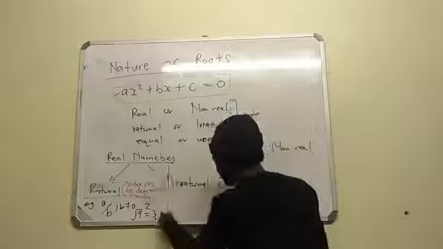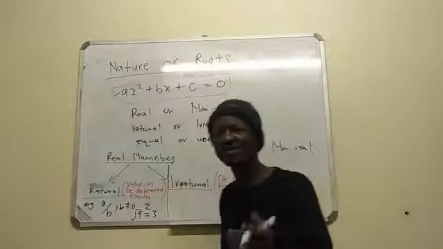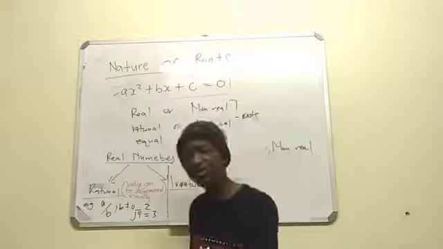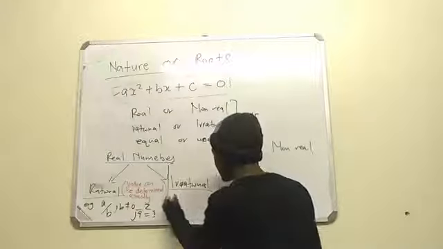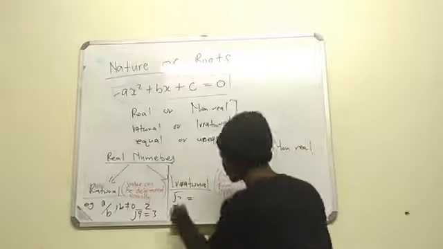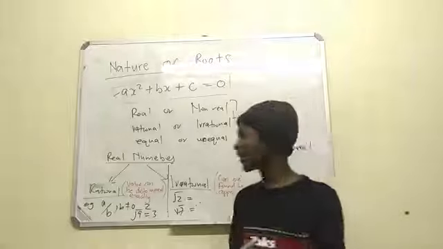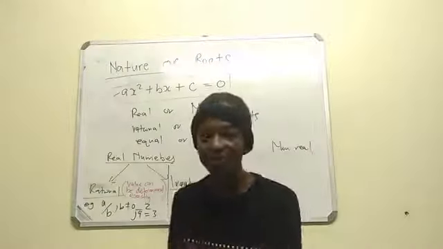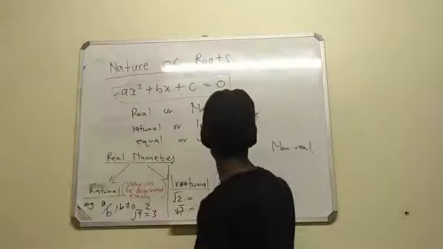And then we have irrational numbers. Irrational numbers are those numbers where, when you put them under a square root, you have to find an estimate. You can't really get their exact value, so we estimate. For example, if I have the square root of 2, I have to estimate the square root of 2. If I have the square root of 7, I have to estimate the square root of 7. Those are irrational numbers.